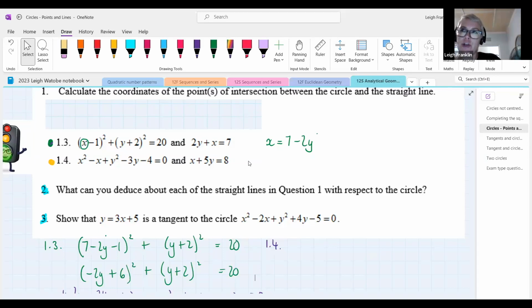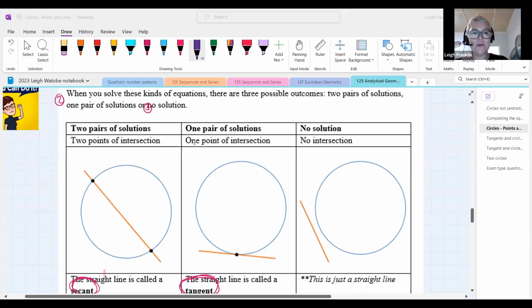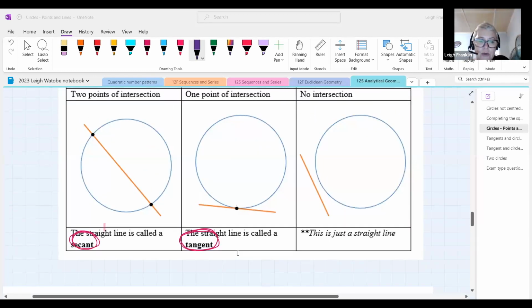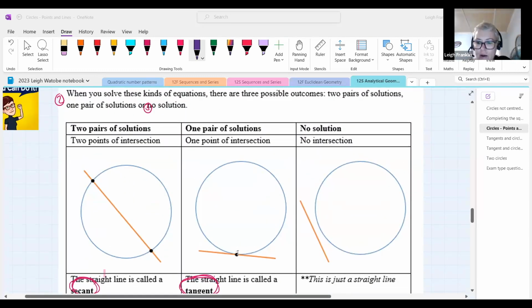An exam question would probably be more similar to question 3, where it says, show that this is a tangent to a circle. Oh, all right, ma'am. Thank you. No problem. Why is it a tangent? Because if there is only one point of intersection, then the straight line only touches the circle once, making the straight line a tangent. So it comes from this theory over here.